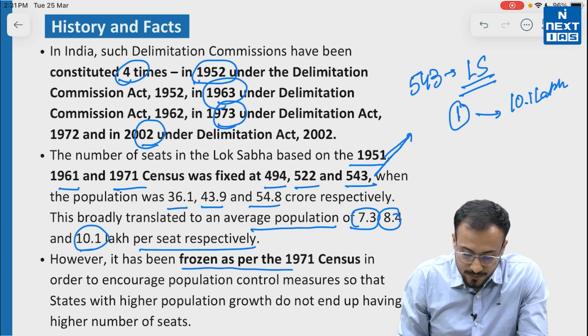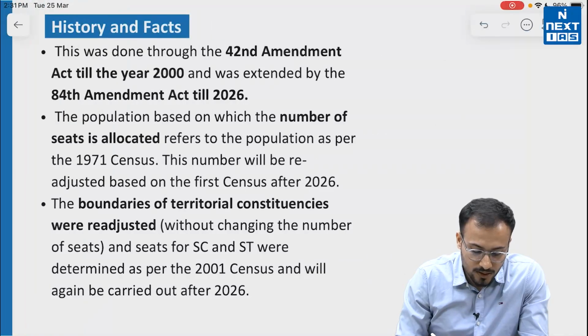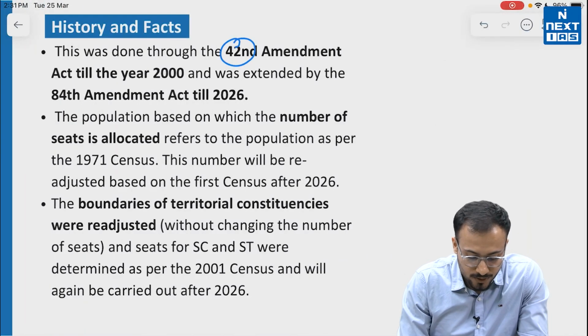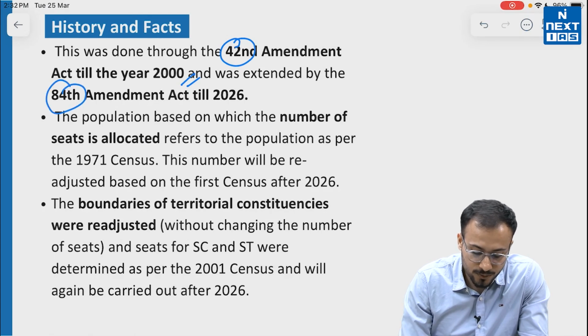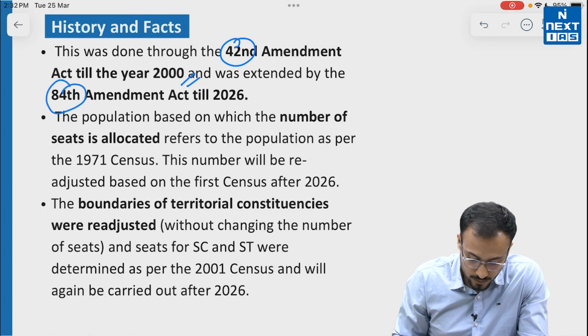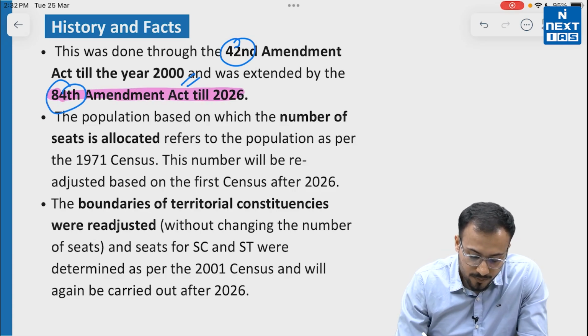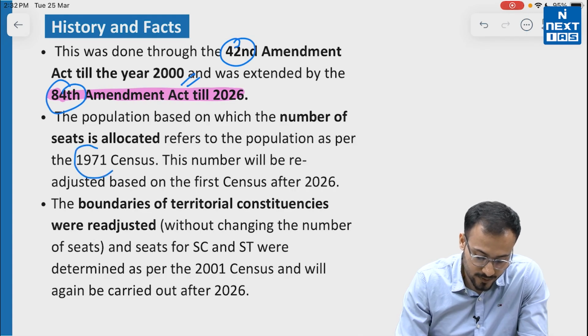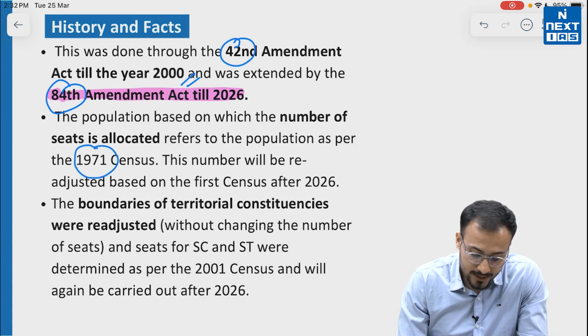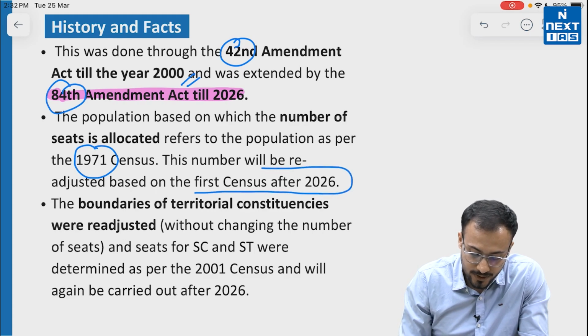However, it has been frozen as per the census of 1971 in order to encourage population control measures, so that states with higher population growth do not end up having a higher number of seats. This was done through the 42nd Constitutional Amendment Act till the year 2000 and was extended by the 84th Constitutional Amendment Act till 2026. So this is important, the 84th Constitutional Amendment Act. The population based on which the number of seats is allocated refers to the population as per the 1971 census. This number will be readjusted based on the first census after 2026.